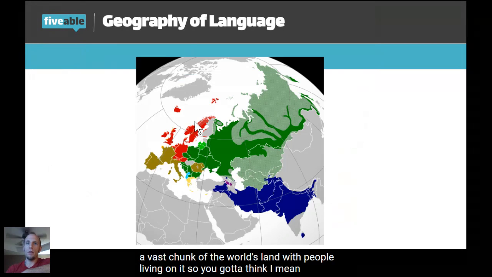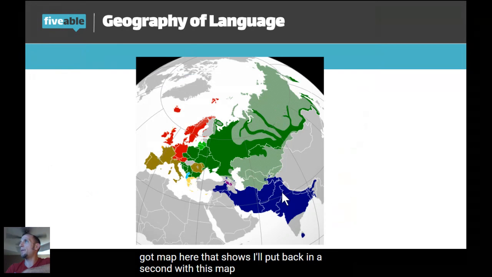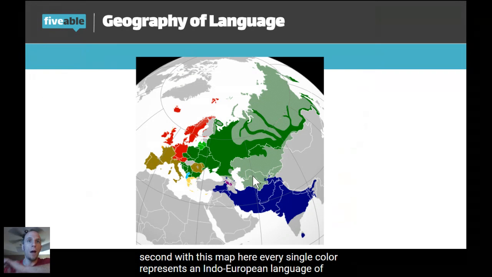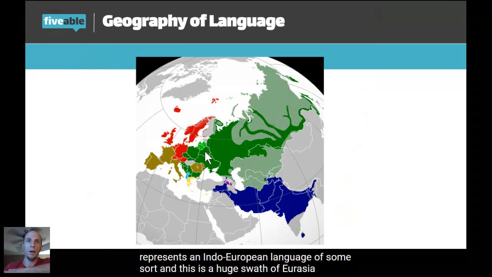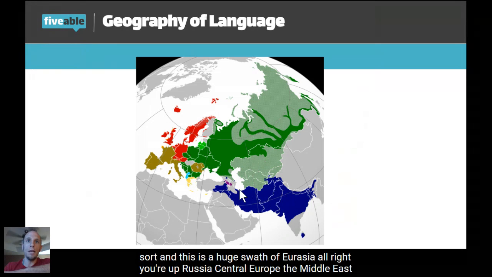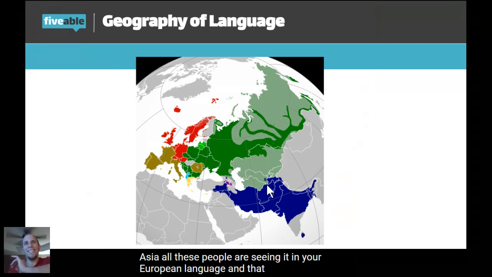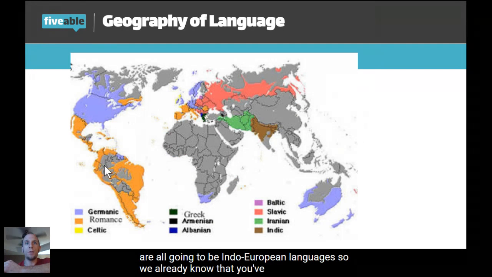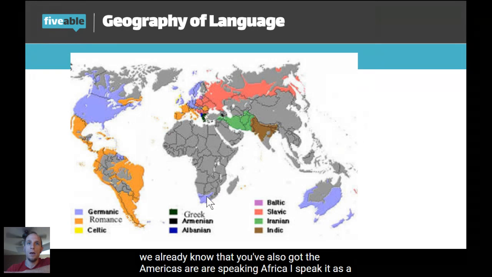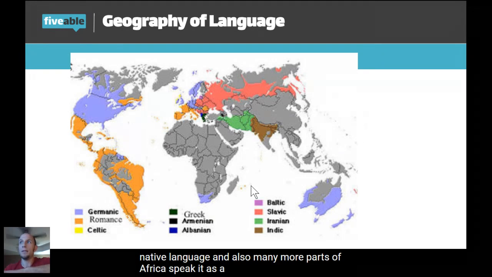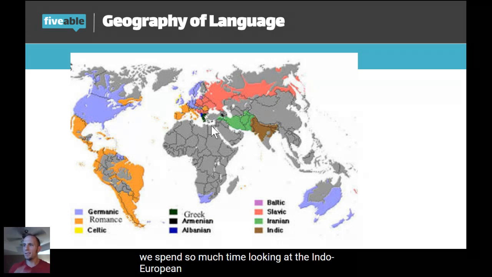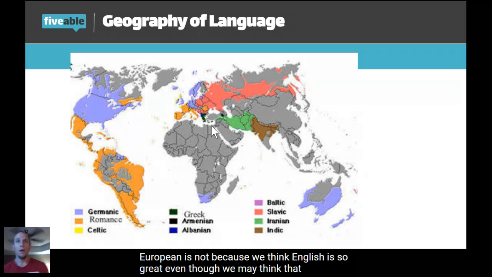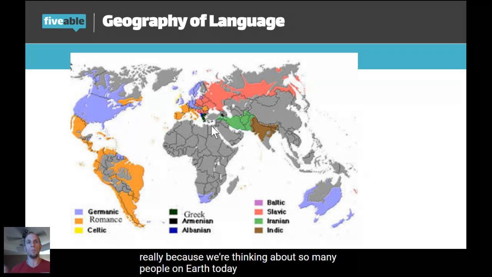So you've got to think, I've got a map here that shows, I'll flip back in a second, but this map here, every single color represents an Indo-European language of some sort. And this is a huge swath of Eurasia, all right? Europe, Russia, Central Europe, the Middle East, Asia, all these people are speaking Indo-European languages. And that doesn't include, we know that English and Spanish and Portuguese are all going to be Indo-European languages. So we already know that you've also got the Americas speaking Indo-European languages. Parts of Africa speak it as a native language, and also many more parts of Africa speak it as a secondary language. Australia. So you can see that the reason why we spend so much time looking at the Indo-European is not because we think English is so great, even though we may think that, but it's really because so many people on Earth today speak an Indo-European language.